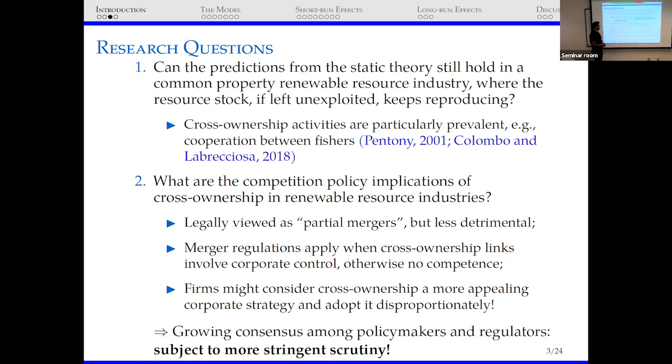So firms might consider cross-ownership a more appealing corporate strategy and adopt it disproportionately. In this case, the firms would say, okay, we're going to find a way to overcome this viewing as partial mergers, and we're going to jump into cross-ownership, and then look for better profit and practice something as close as possible to monopoly practice. But there is a growing consensus among policymakers right now. They think, or they should be thinking, that we may need to be more strict with this practice.